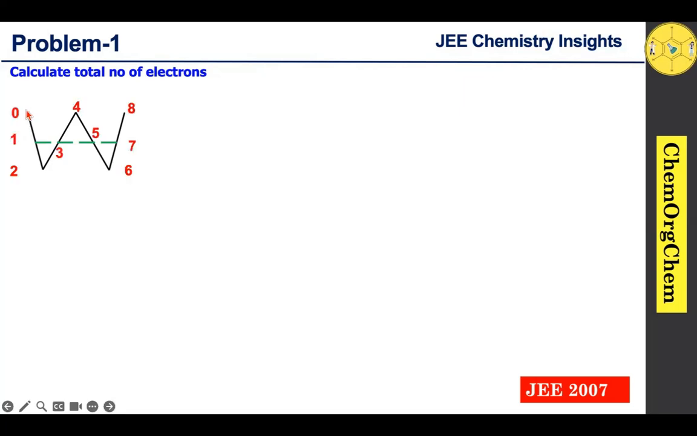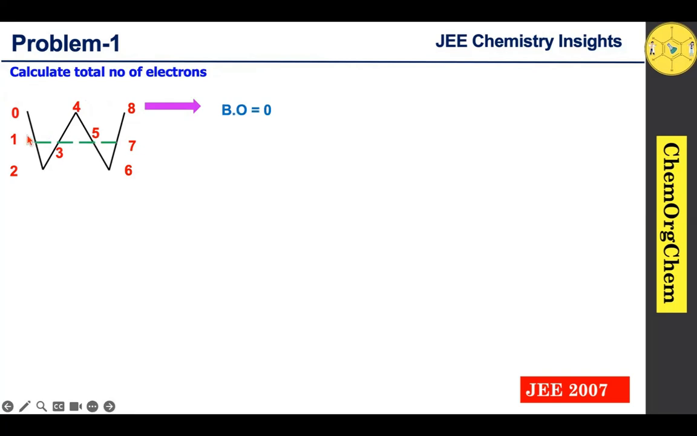So this end will get 0 and this point will get 1 and this end will get 2 and here 3, 4, 5, 6, 7, 8. So each number indicates the total number of electrons in a given molecule. For example, in a given molecule, if the total number of electrons is 0 or 4 or 8, their bond order should be 0.